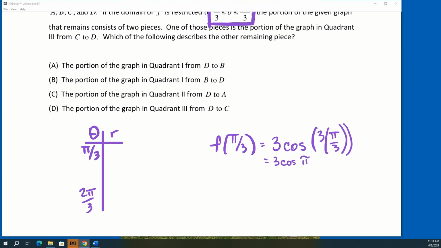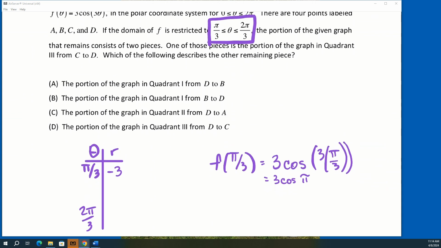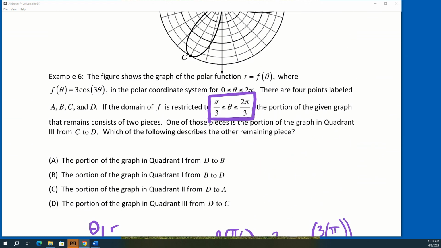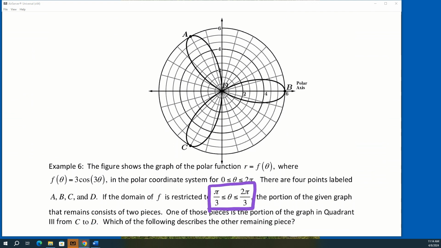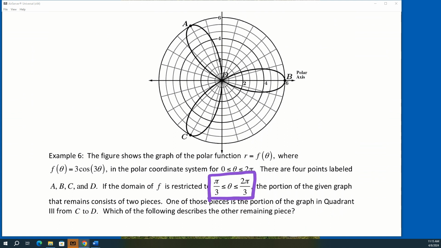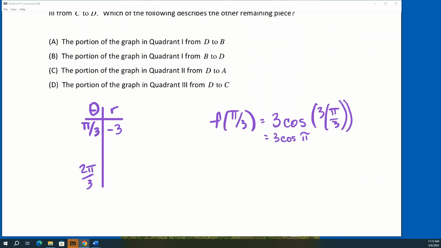All right, so what is the cosine of pi? Should be -1, so this would be -3. Okay, so which point does that correspond to? A, B, C, or D? So we go to -3, and then we rotate pi over 3. It's definitely not D. I'll go ahead and tell you that. That's going to be C.